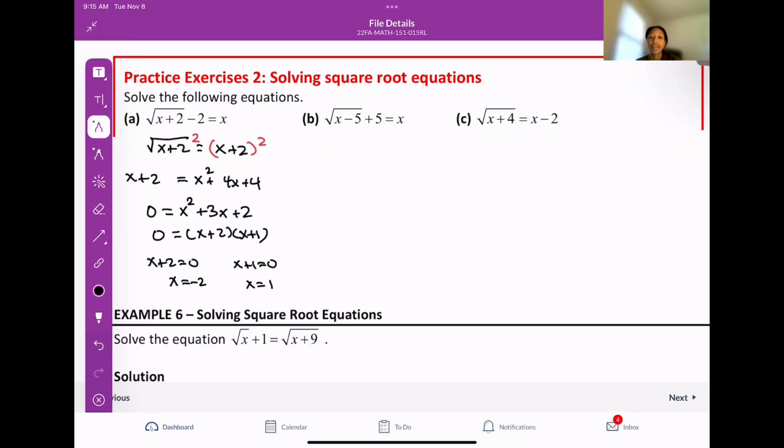Now, very important. Remember, we cannot take the square root of a negative number. So you do want to go back and check to make sure that under the radical, the expression does not simplify to a negative number when you plug these values in. -2 plus 2 would be 0. That's fine. -1 plus 2 is positive. So both of these solutions work.